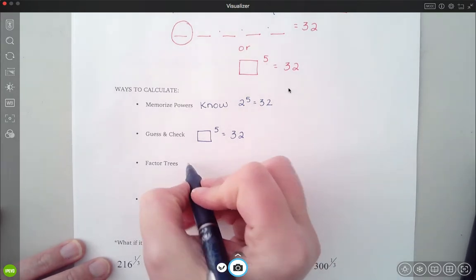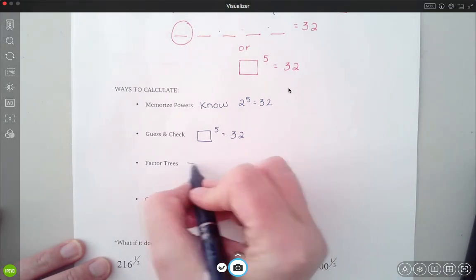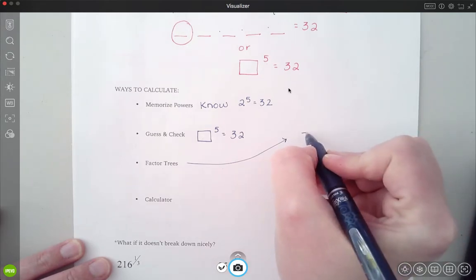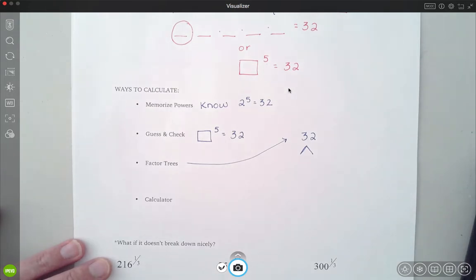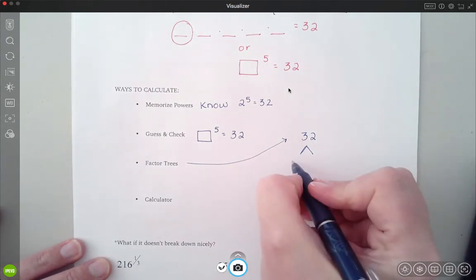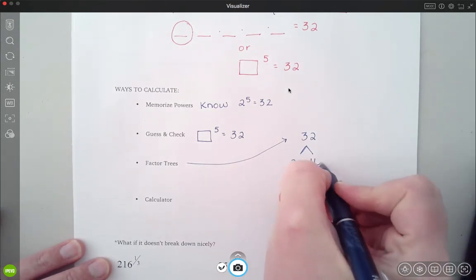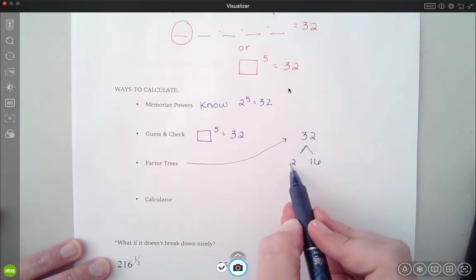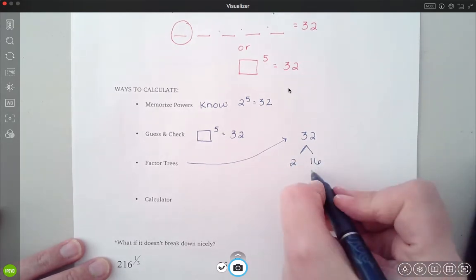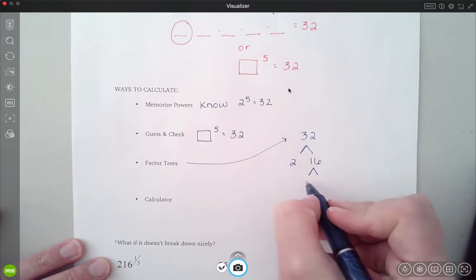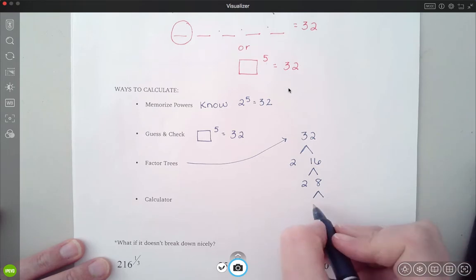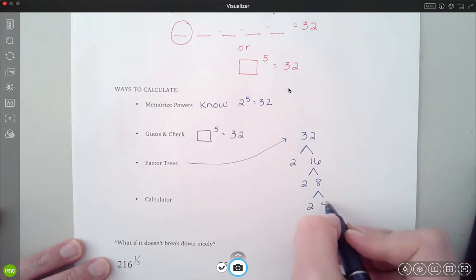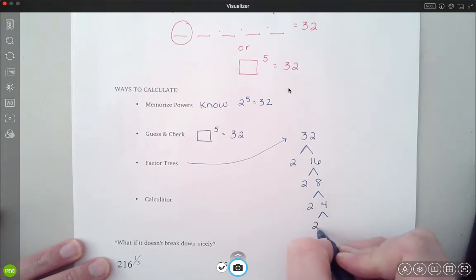So if I was going to make a factor tree for 32, I'm going to take 32 and think of some way I could multiply to make 32. So 32 I know is 2 times 16. Well, 2 is prime. I can't split that down any farther, but 16 I could multiply to make with 2 and 8. And then 8 could be 2 and 4, and then 4 is 2 and 2.